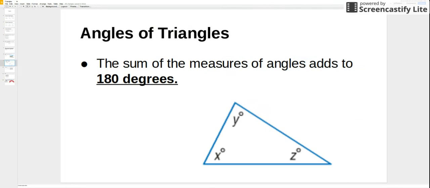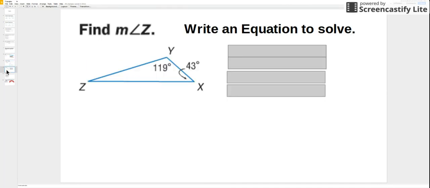The sum of the measures of angles in a triangle add up to 180 degrees. In other words, x plus y plus z here has to be equal to 180 degrees. Find the measurement of angle z. So we know this is 119 and we know this is 43. You can write an equation. 180 degrees is equal to 119 plus 43 plus x, or z if you want to call it z here.